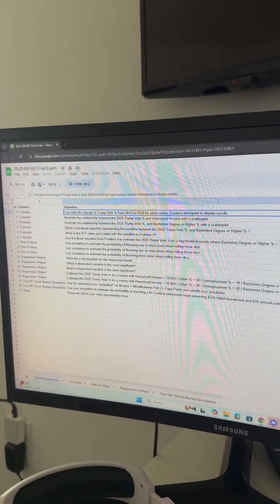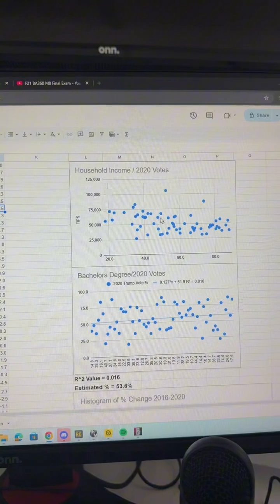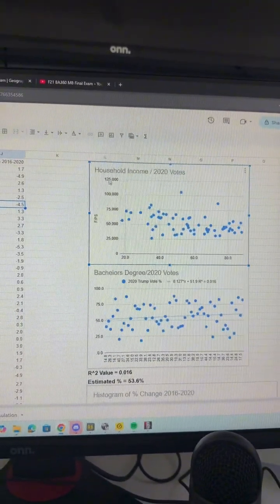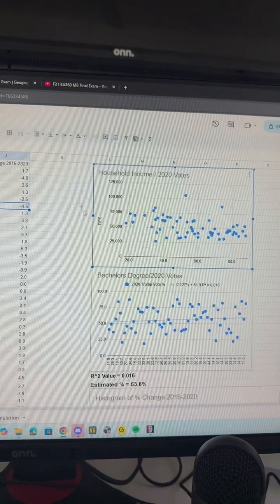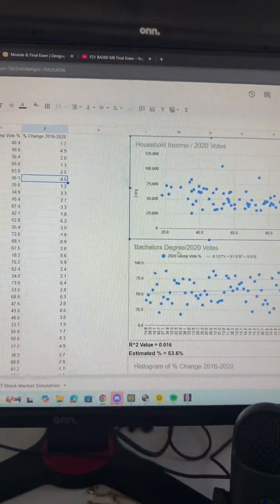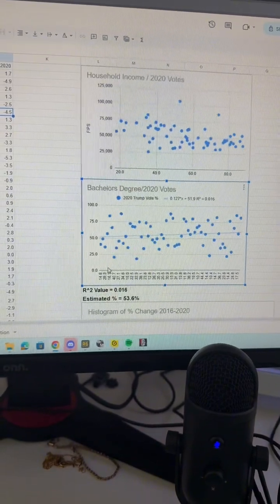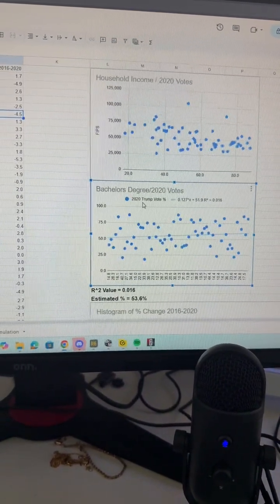And then for the second question, we illustrate the relationship with household income using a scatter plot, which is right here. I have the scatter plot with the votes and the income. Then the third question is also right here, where I have the scatter plot for the votes.